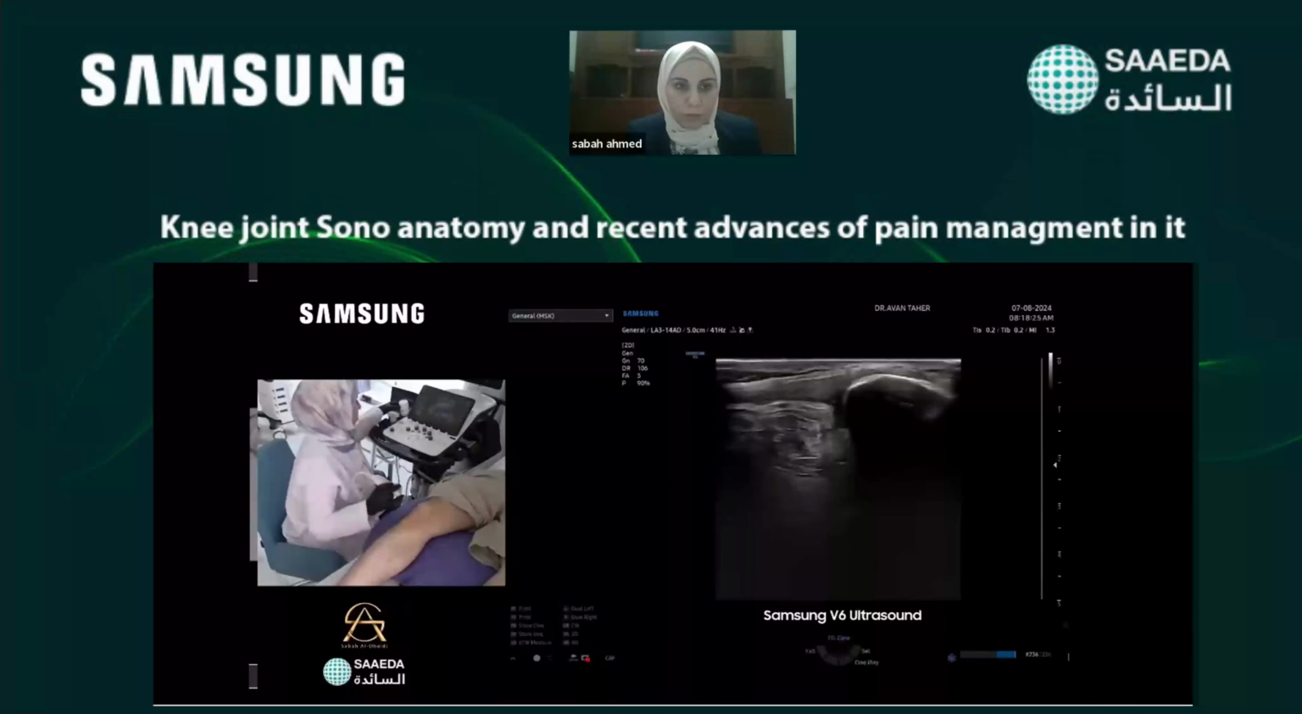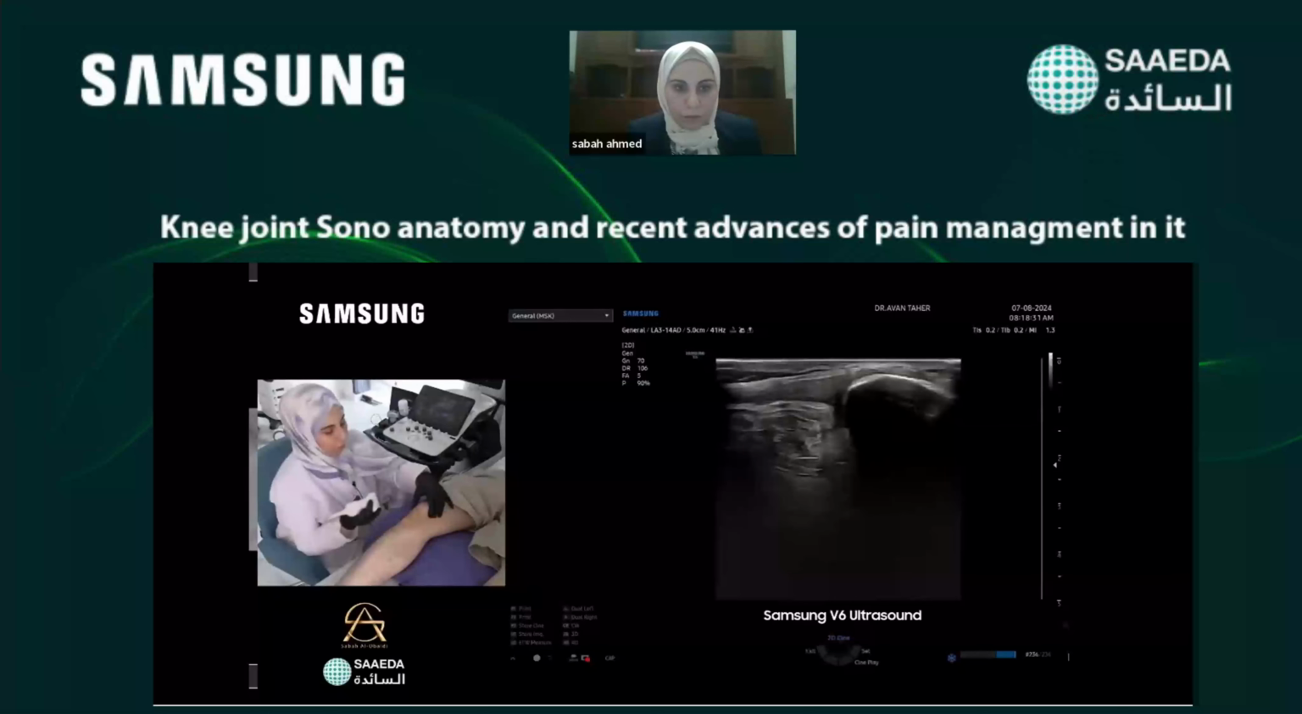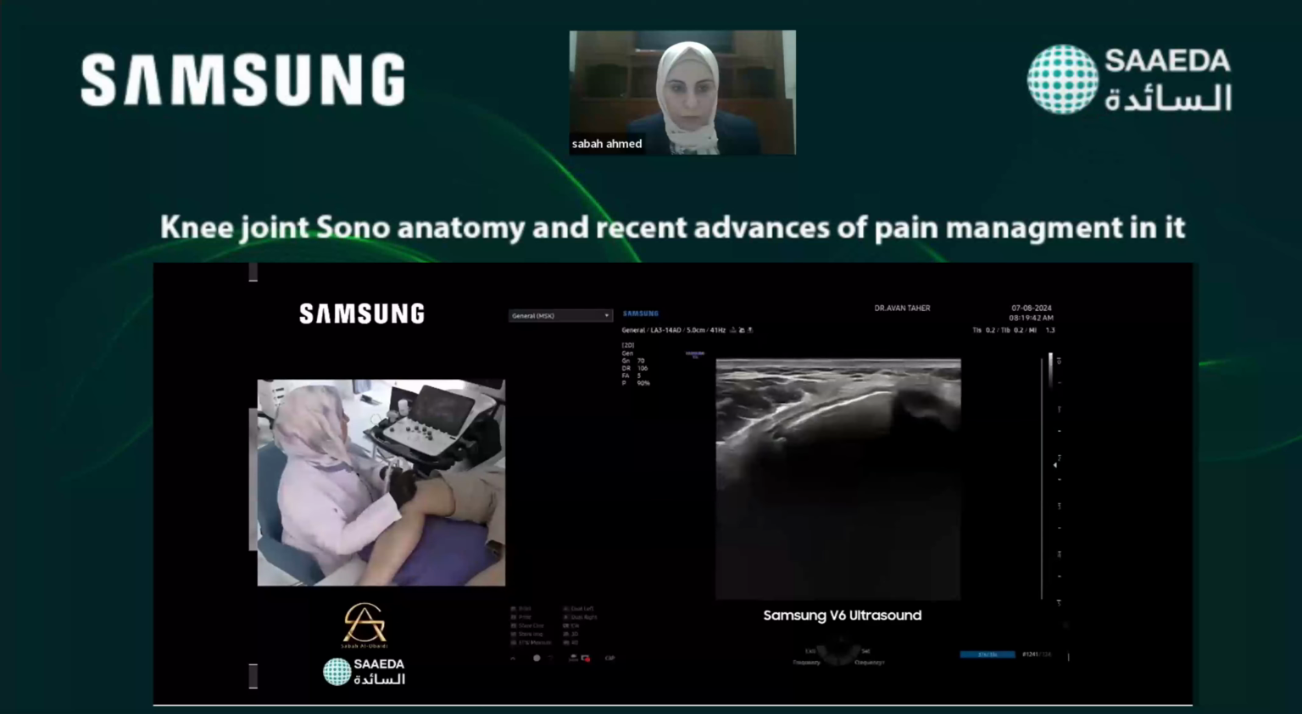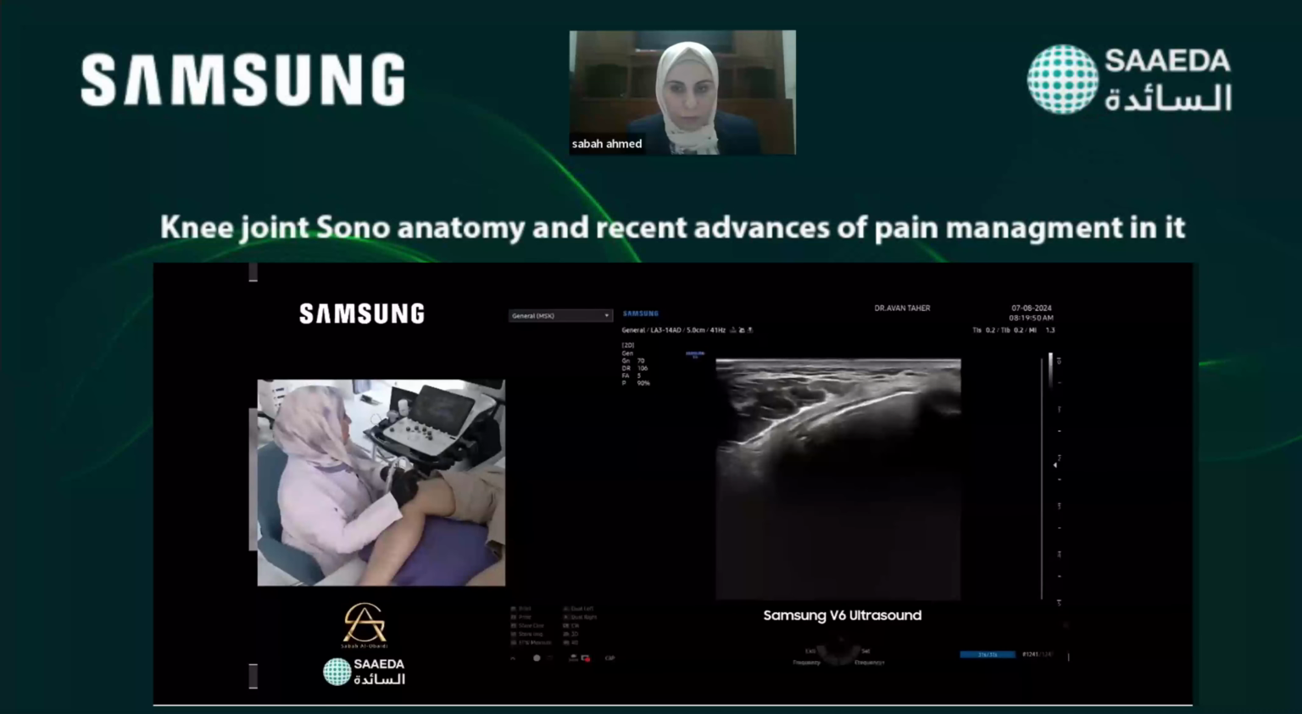The most important thing is also to examine the undersurface of the patellar cartilage, especially for the patellofemoral ligaments. You can also examine the cartilage below the patella. So this cartilage that appears is the patellar cartilage, just above the patella, and above it is the patellofemoral ligament.